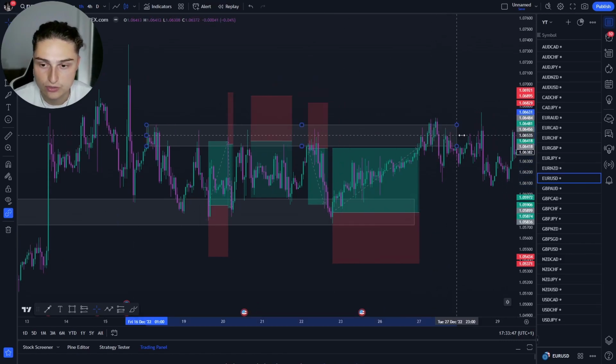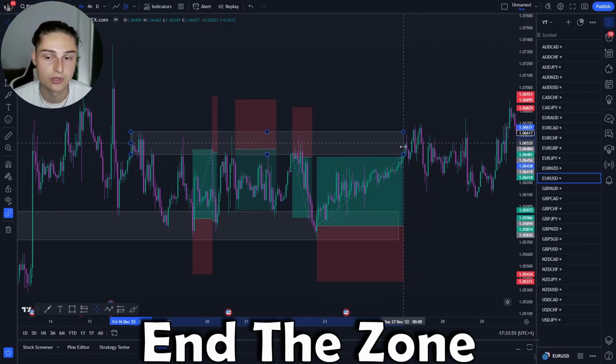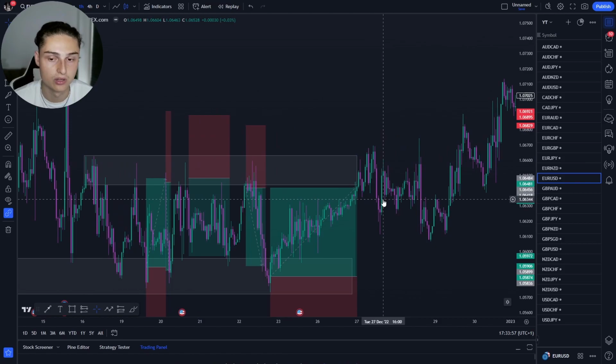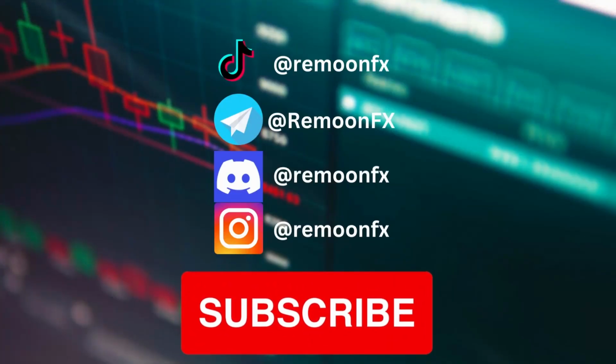And when price gets choppy like this, it starts to not respect the zone. It's not bouncing consistently, it's not going down. That's where you end it. That's where it's no longer a support or resistance.